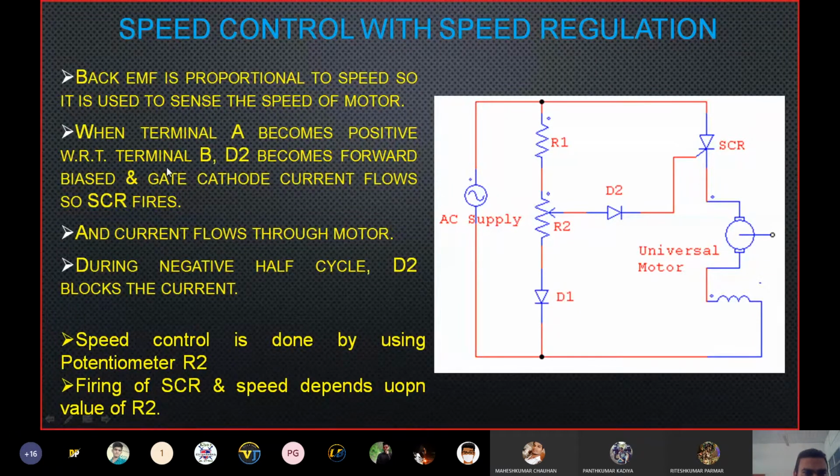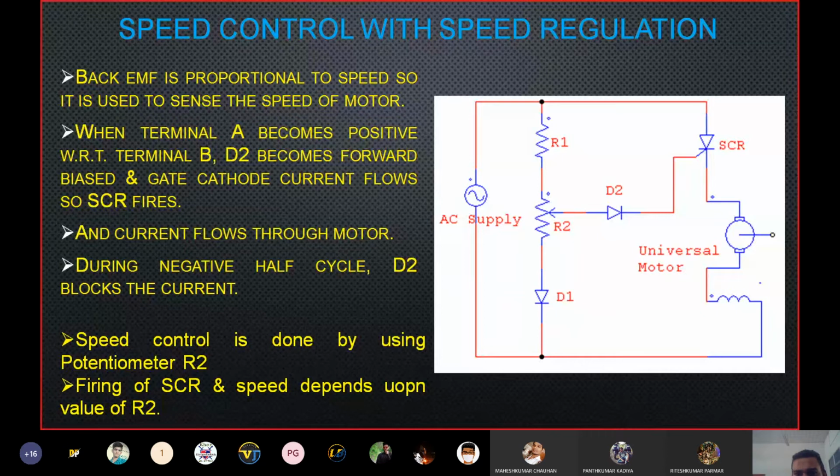Okay, so generally the speed is directly proportional to back EMF. Now we assume that this is the A terminal and this is the B terminal. Okay, so when terminal A becomes positive with respect to the B terminal, so this is the positive terminal, this is the negative terminal we assume. At that time the diode D2 becomes forward biased and gate cathode current flows through the SCR.